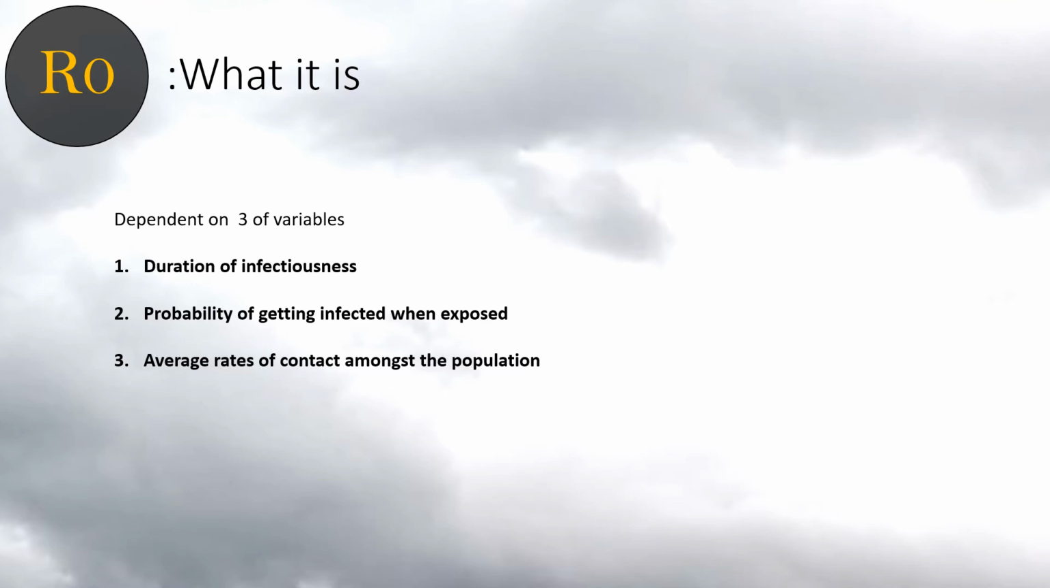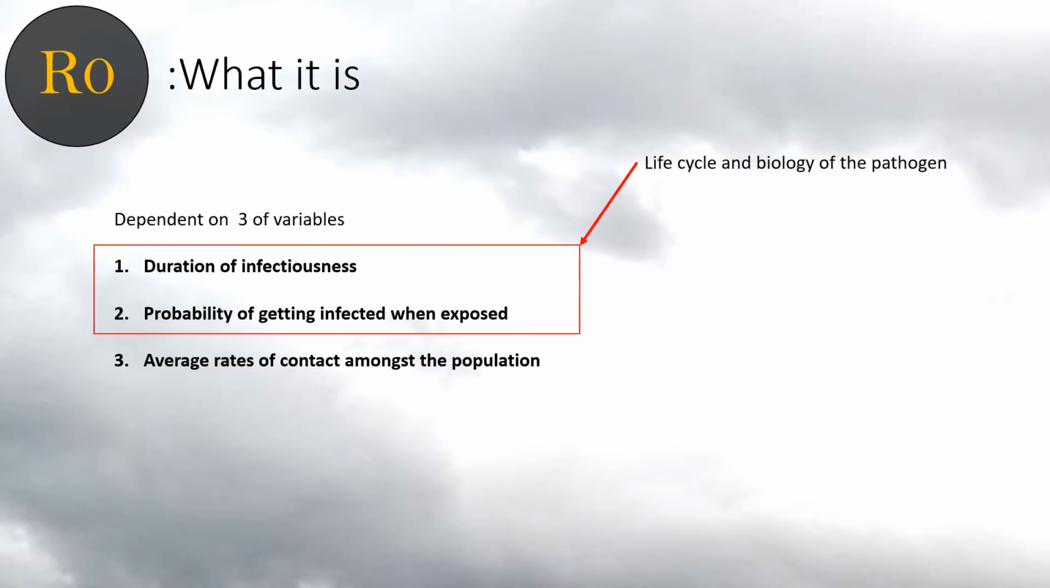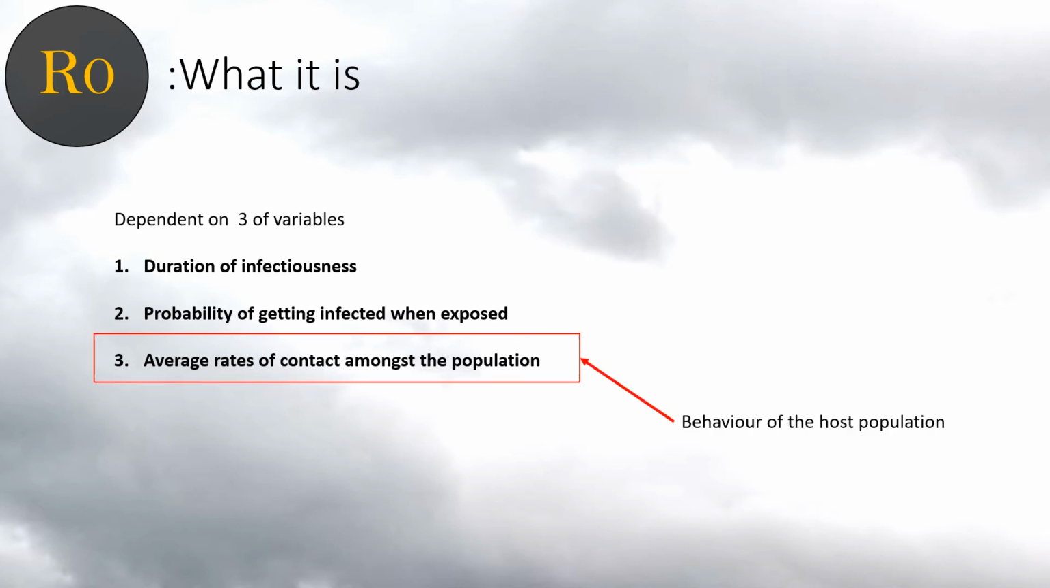Another is probability of getting infected when exposed, so the viral dose, how likely you are, if you're exposed to an individual who is infected, of getting said infection. And the average rate of contact amongst the population. Now, you can separate these into 2 areas. So you've got the first 2. This is the life cycle and the biology of the pathogen. That is pathogen dependent, right? However, the average rate of contact amongst the people, this is behavior of the host population.